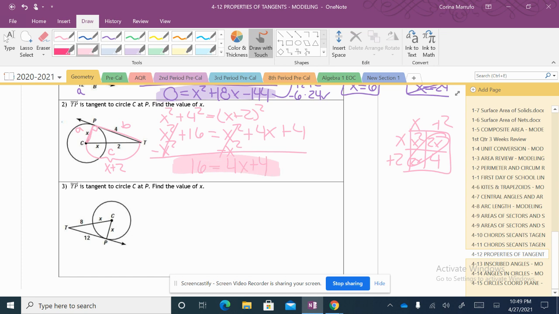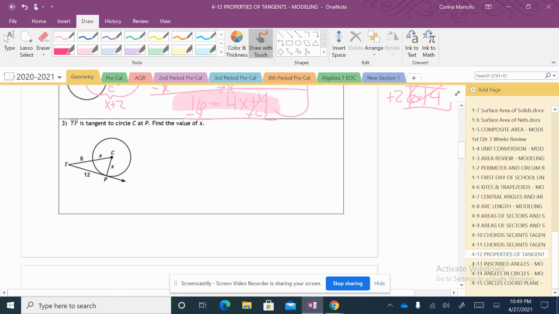So what I'm going to do is just solve for x regularly. I move over this 4. 16 minus 4 gives me 12, and this cancels, equal to 4x. We divide both sides by 4. 12 divided by 4 gives me 3. So x equals 3.